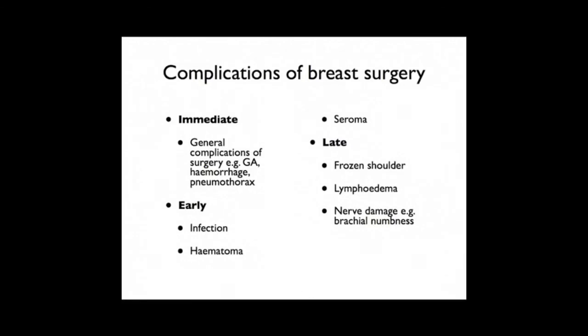So, complications of breast surgery itself. As always, you can divide complications of surgery into immediate, early, and late. The immediate ones are general complications of surgery, so that is complications of the general anaesthetic, hemorrhage, and in particular breast surgery, obviously, because the lungs are fairly close to the chest wall, pneumothorax is quite common as well. Important early complications are infection, hematoma, and seroma.